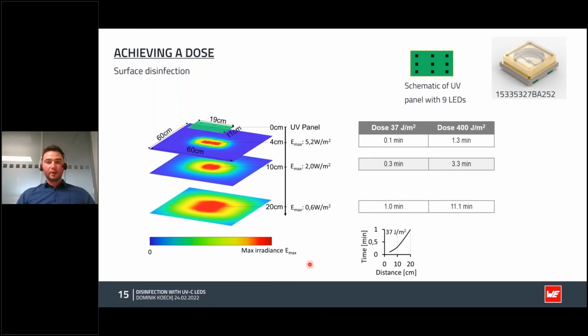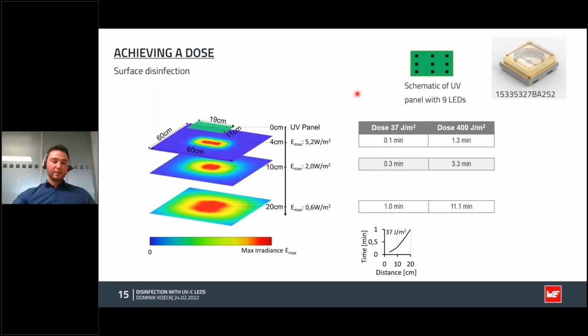So how fast can you actually achieve disinfection? Well, it very much depends on the amount of dose you want to achieve, the amount of radiant exposure. It's basically how much of the bacteria or viruses are killed, and also which application it is.